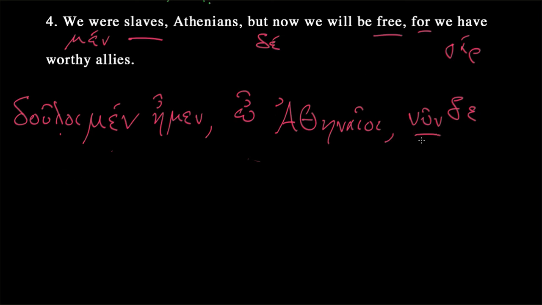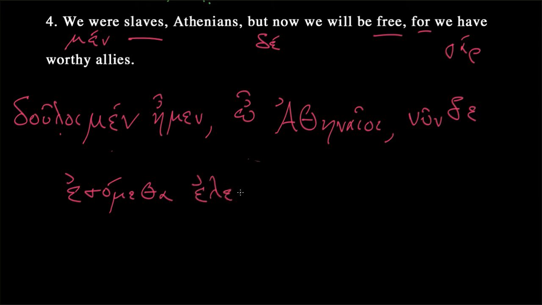Well, that's a little bit of a contradiction in terms if we're saying "now," but let's forget about that. We will be. What's that going to be? It's going to be esometha. This nice middle form that we're going to learn a little bit more about. It's not enclitic, but it is recessive. So count back 3 because this is a short alpha. Esometha. So, but now we will be free.